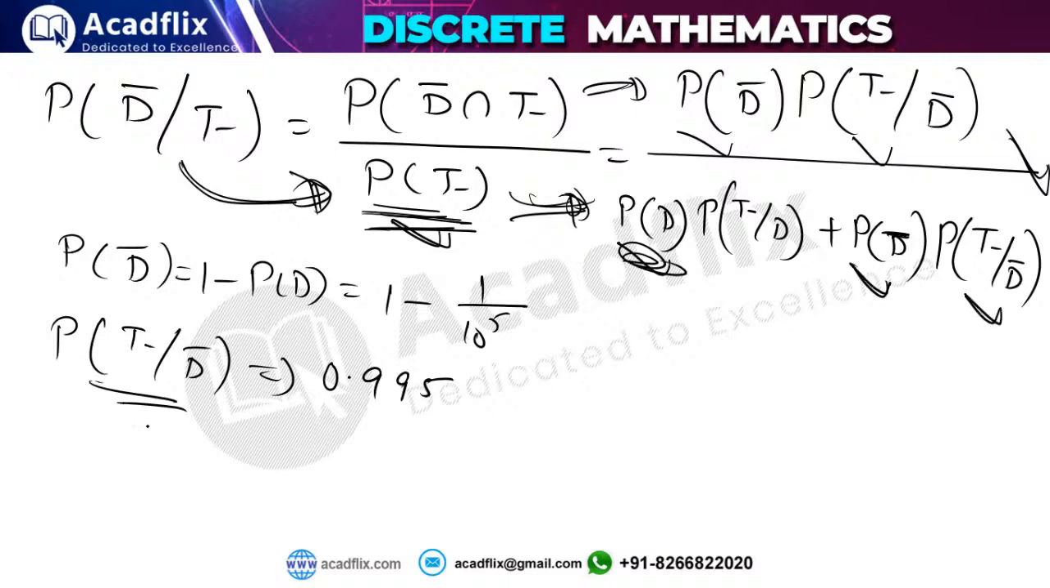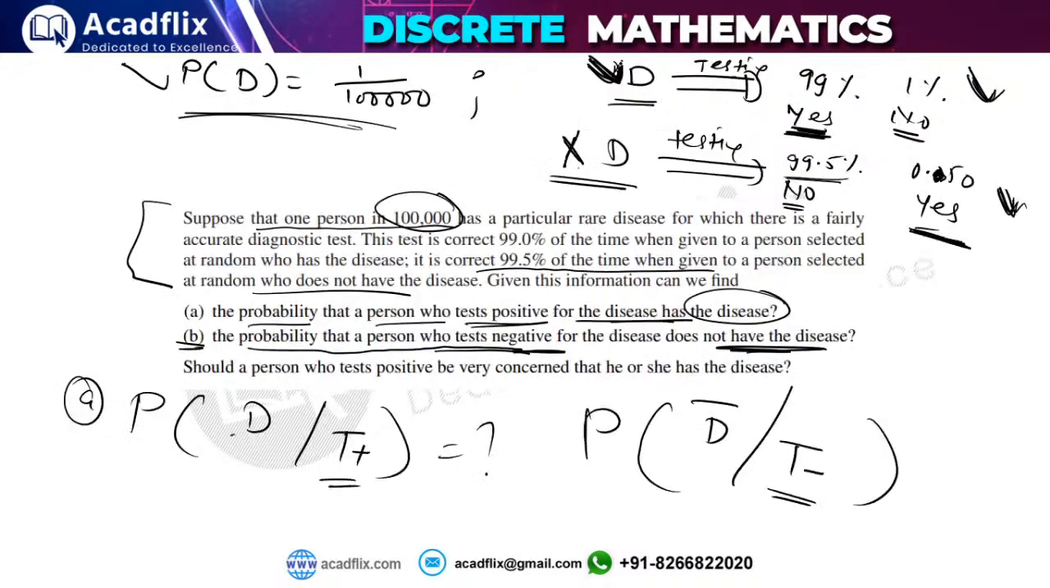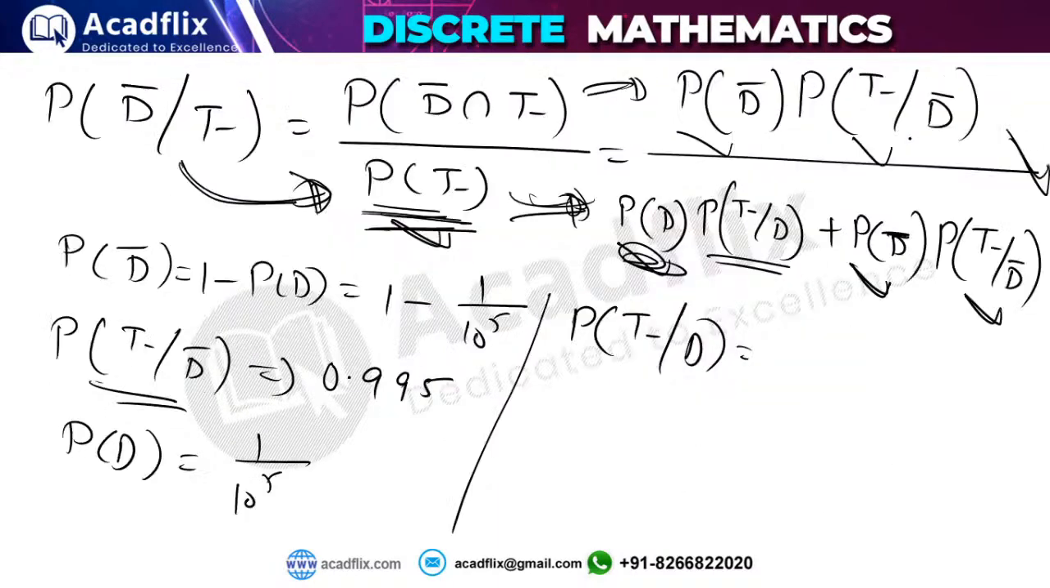Now let's calculate PD. PD is nothing but 1 divided by 10 to the power 5. What is PT minus given D? He's asking, what is the probability of testing negative given that you have the disease? So given that you have the disease, the probability of testing negative is 0.01.